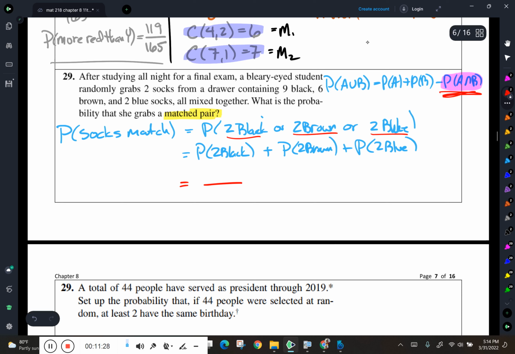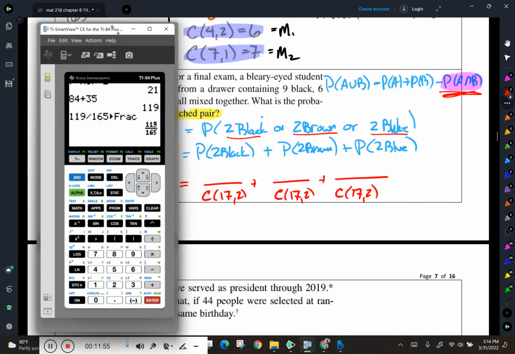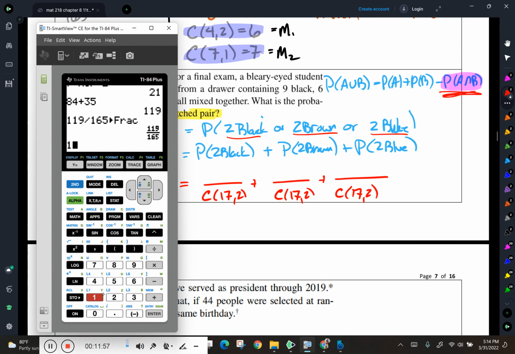All right. I know these are all going to be fractions, and I know the denominators are all going to be the same because there are 17 socks in that drawer. 9 black, 6 brown, and 2 blue, so that's 17 socks. So this is all going to be over C(17, 2), C(17, 2), and C(17, 2). Because there's 17 socks, and we want to pick any 2 of them. That's going to be our sample space.